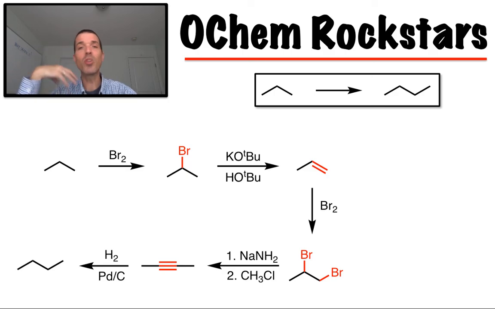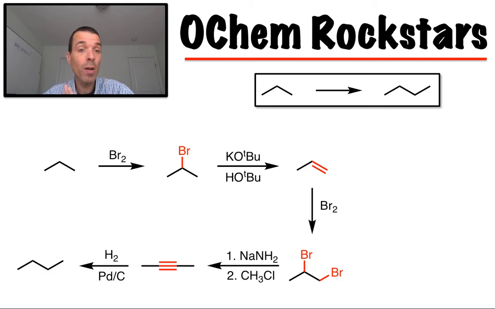But once you get in your class, your professor is going to give you more stuff to think about. You're going to get really dialed in, but keep this sequence in mind right here. What we basically did was go from alkane to alkyl halide to alkene, and then ultimately to alkyne, and we added a carbon in there and reduced it down, okay?